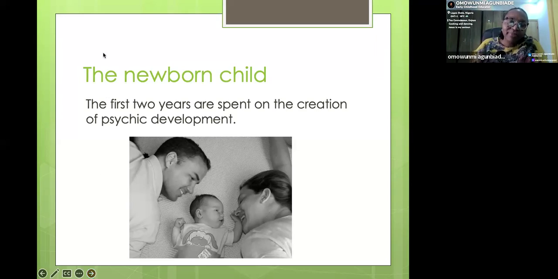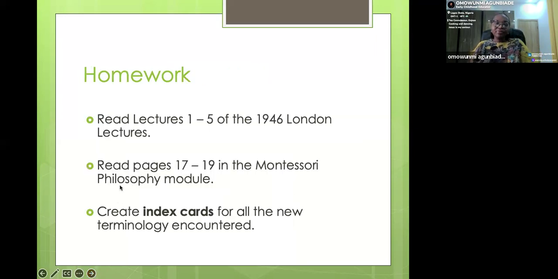The newborn child, the first 2 years are spent on the creation of psychic development. Can you see it? Psychic development. Any problem we are seeing in the life of adults today goes back to childhood. Goes back to childhood. There are some experiences I don't like sharing. I get very emotional. Things that we have seen.